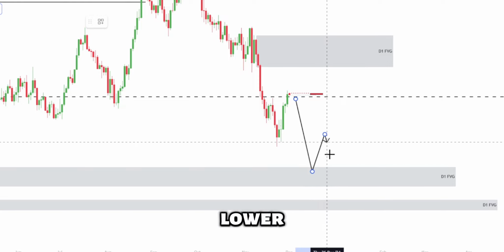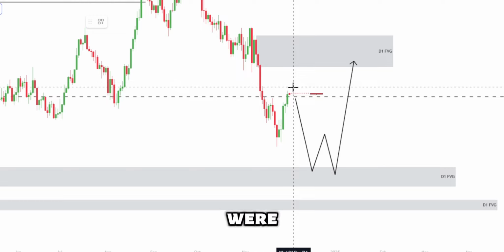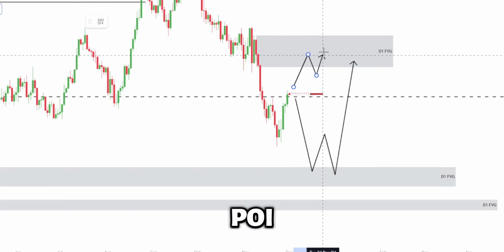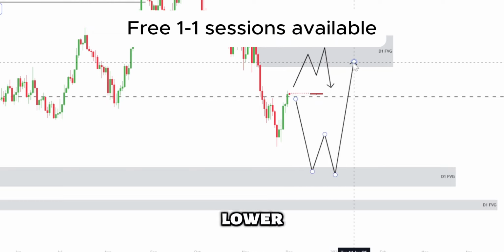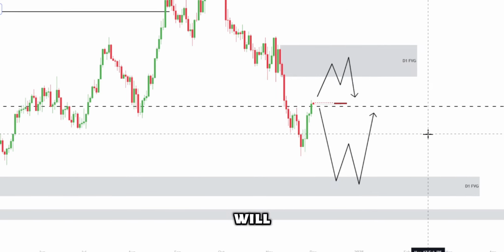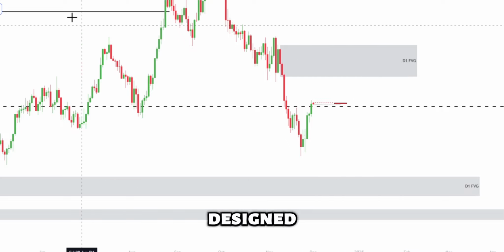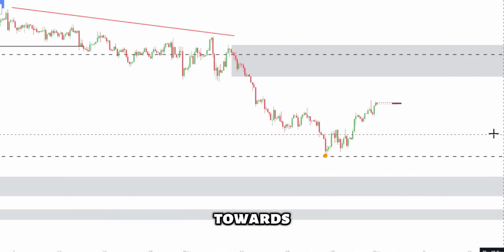Yes, we could head lower before ultimately heading up to this POI. Or if we were to have a bearish week, we could come into this POI before reversing lower. So these are the two potential scenarios we have on GBPUSD, because price will always gravitate towards these fair value gaps. That's just how the market is designed. The market's designed to gravitate towards fair value gaps.